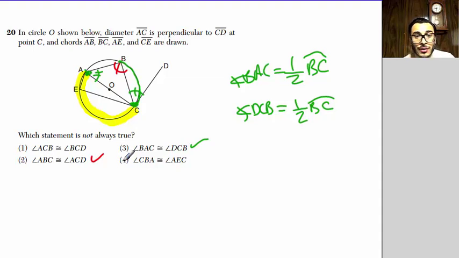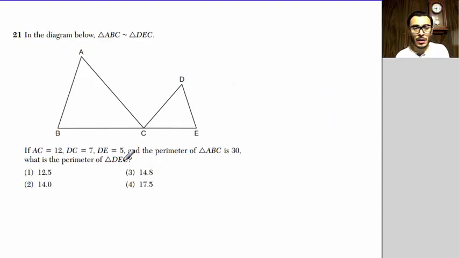Choice 4. I'm going to have to start erasing some stuff here. Choice 4 says angle CBA, that was our 90-degree angle from earlier, is congruent to angle AEC. Yeah, AEC is also 90. It's an inscribed angle, and it intercepts the diameter, right? So that's true. So by process of elimination, choice 1 is the answer.